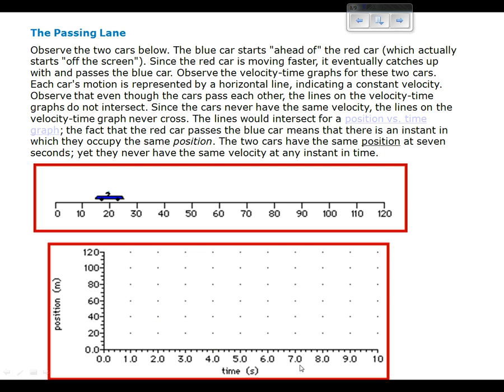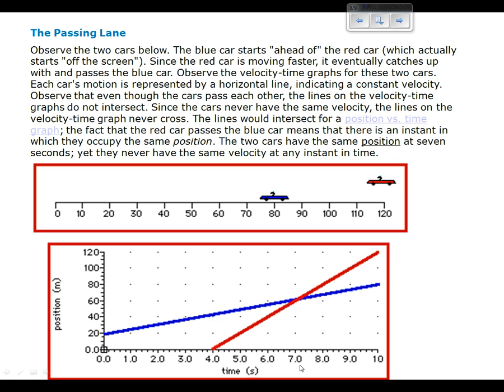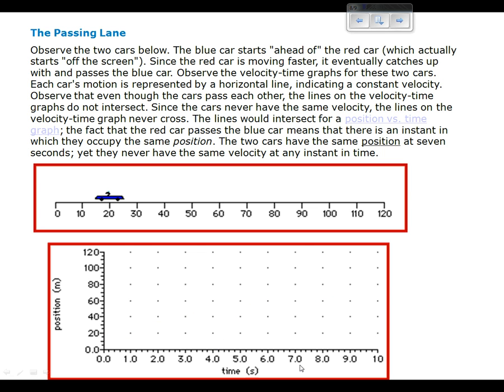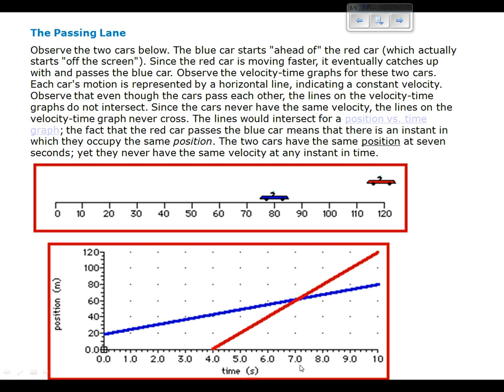Can you tell how fast numerically the blue car is going? How would you do it? Just tell me what would be the steps. How would you find out how fast the blue car is going? It starts with S. Thank you, it's the slope. We would find the slope of the blue line. Would that not give me the velocity? And the slope of the red line would obviously be the velocity of the red car, right?